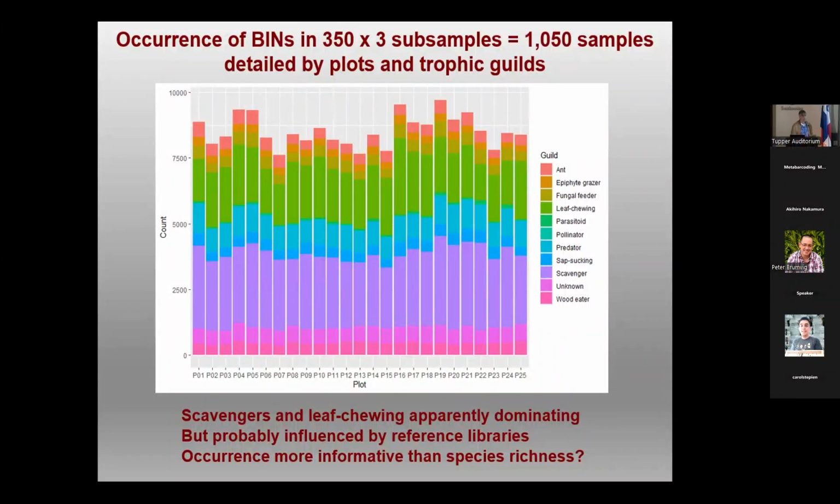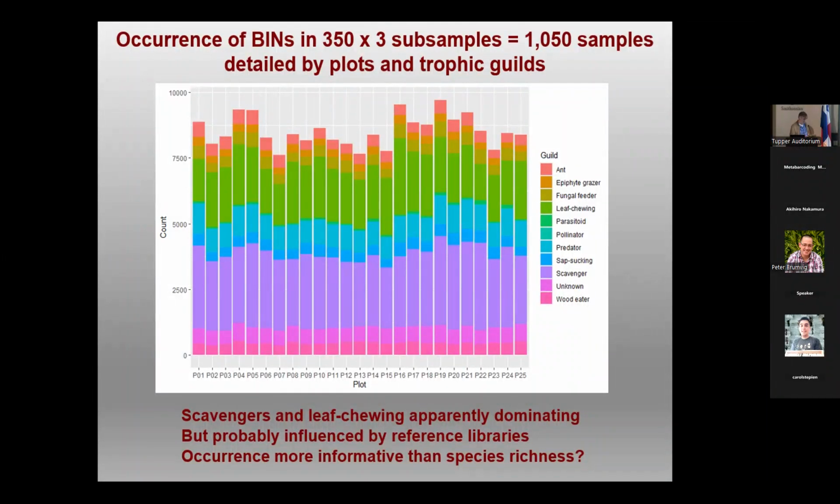Again, you could say maybe this is also influenced by reference libraries. For example, the parasitoid is just below the leaf chewing here. That is what we entomologists call Hymenoptera parasitica. This is extremely diverse, but very few people are working with this, and certainly the reference libraries are not there. So again, I think here we have certainly an influence from the reference library.